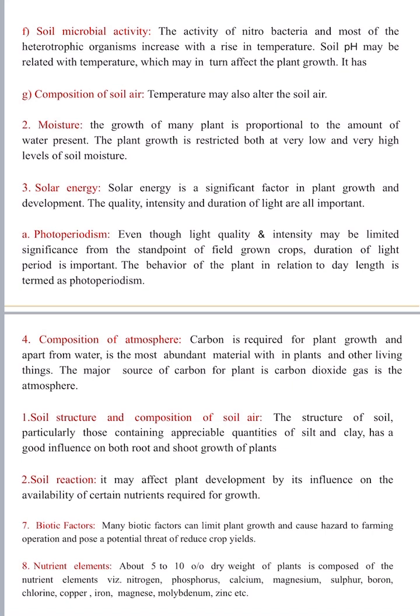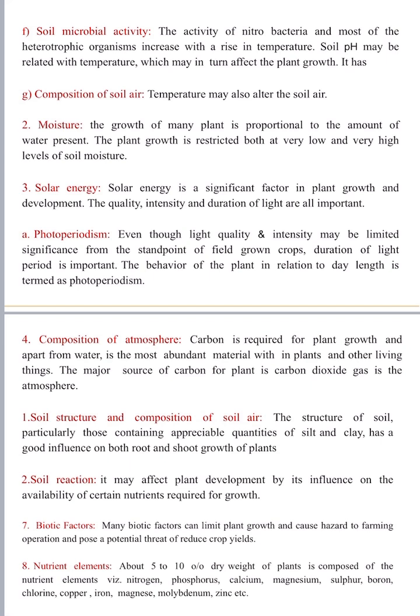Composition of atmosphere. Carbon is required for plant growth, and water is the most abundant material with plants and other living things. The major source of carbon for plants is carbon dioxide gas in the atmosphere. Then soil structure and composition of the soil layer, soil reaction, biotic factor, nutrient element, growth restricting substance, toxic atmosphere substance.